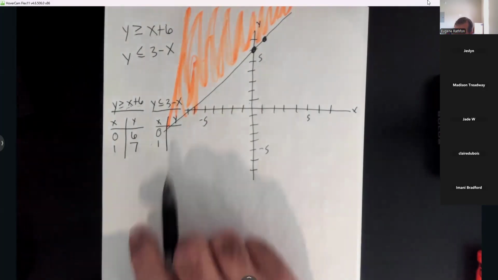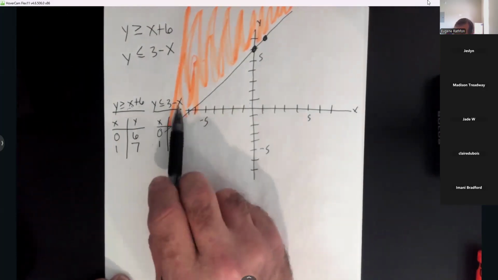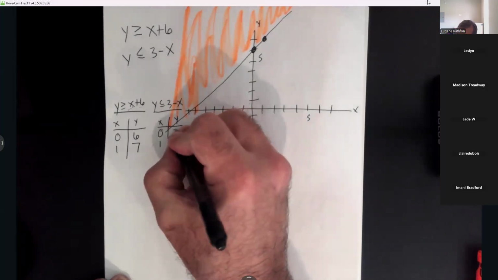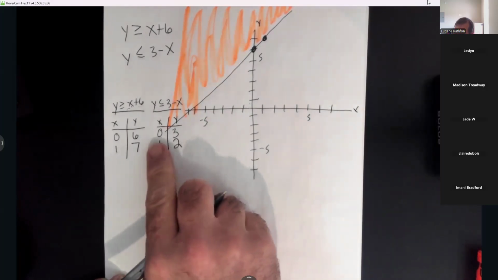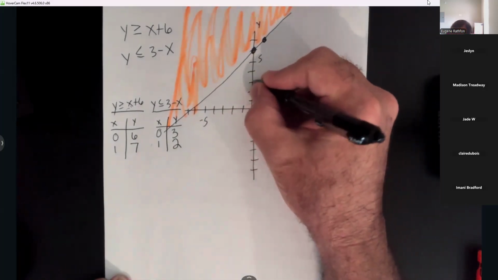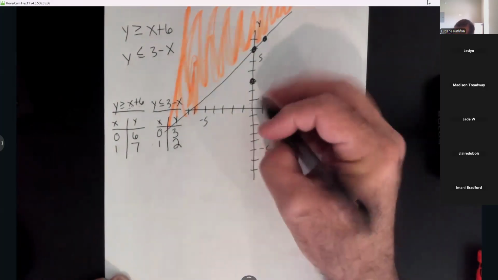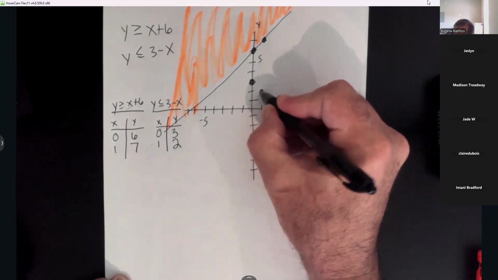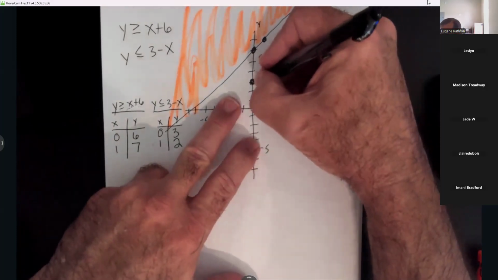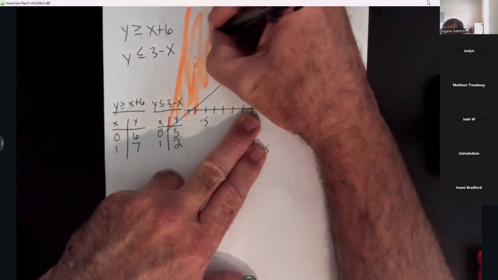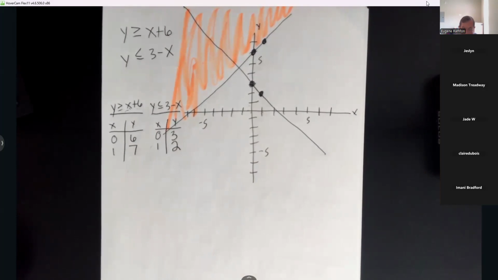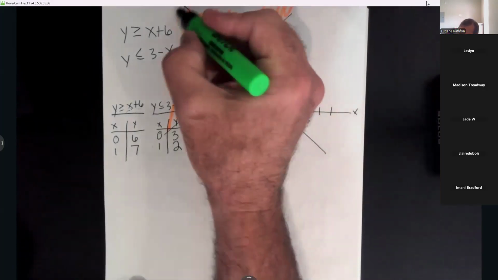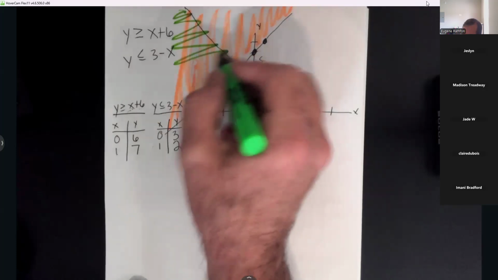Alrighty. So let's work on this one. We got 3 minus x. So if you put a 0 in there, 3 minus 0 is 3. If you put a 1 in there, 3 minus 1 is 2. So my second line is 0 up 3, and then 1 up 2. So that line seems to be coming like that. So the second line, are you going to shade it above or below? Jesselyn, good job. That one's got less than, so it's going to be below that line. So you're shading like this.